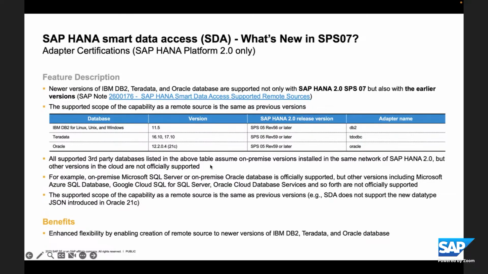The following bullets are general information and disclaimers, which you can also see in the SAP note. But here I would like to emphasize one thing, the last one. The supported scope of the capability as a remote source is basically the same as in previous versions. The reason behind this is securing existing customers' investment. So the supported scope remains the same.